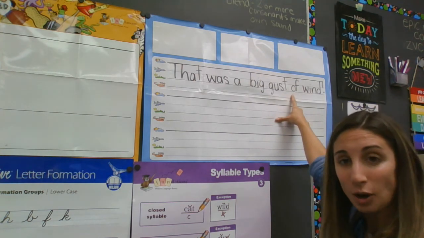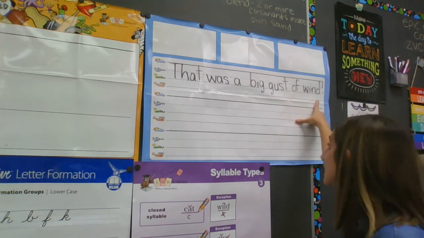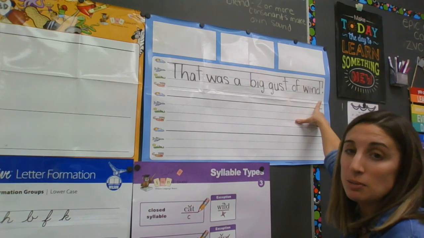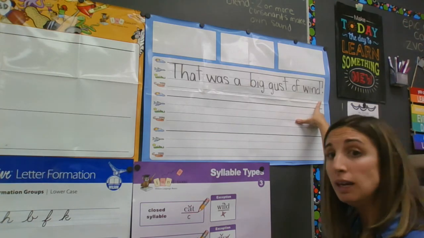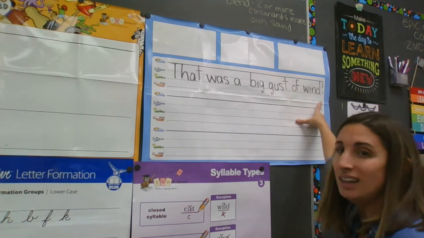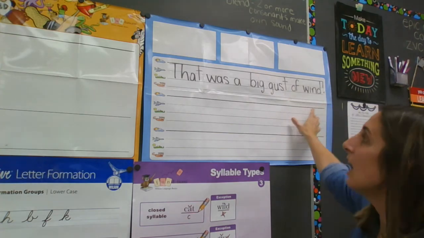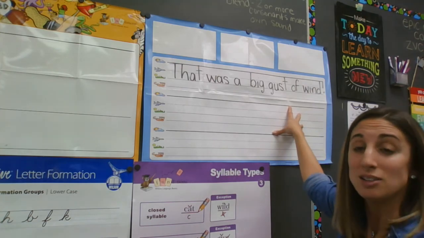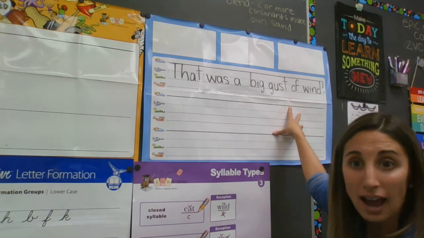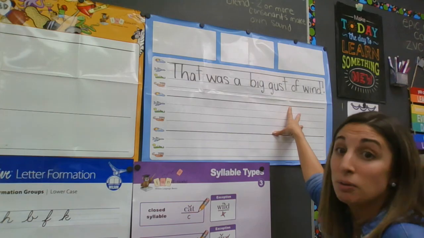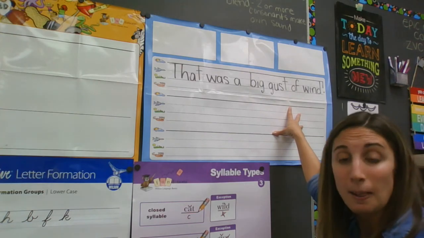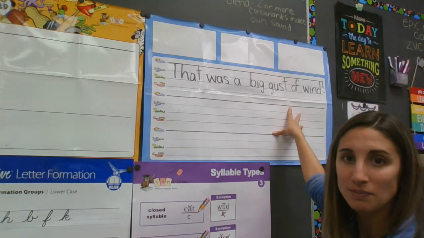of, O-F, wind. Now at the end, you might see here, I chose to use an exclamation mark as my punctuation. You may have chosen to use just a period. It all depends how you're saying it. I'm envisioning that I'm at the beach and a big gust of wind blew and took my umbrella and turned it inside out. If that were the case, I would probably say this with more excitement. That was a big gust of wind. There's my exclamation mark, okay?